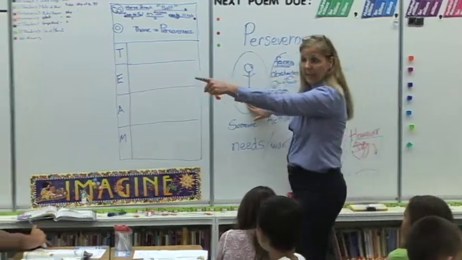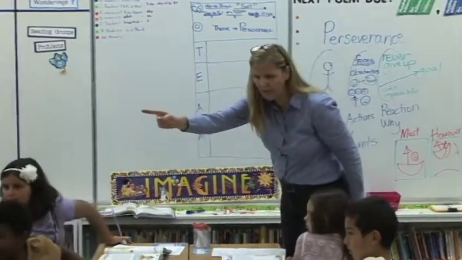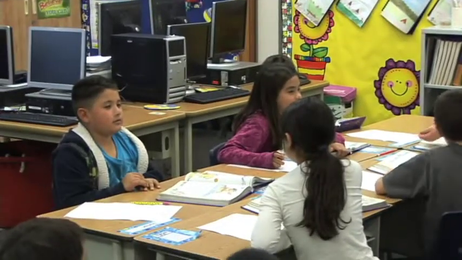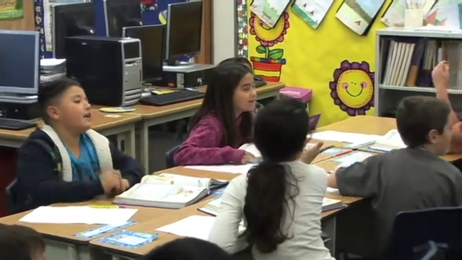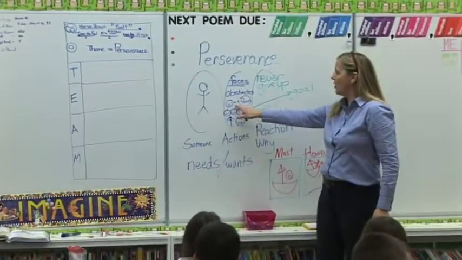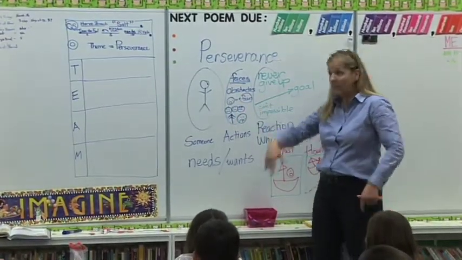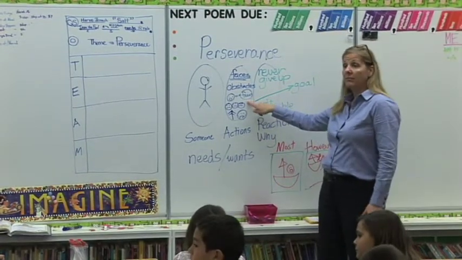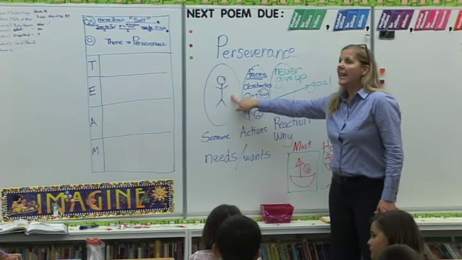Who showed perseverance? Turn to your buddies and say this. Ready? Oh, point to them. Say, who showed perseverance? Ivan. Everyone say it. Ivan. What did he do there that showed perseverance? What obstacle? Did he show us fear, others, nature? Tell me. Fear. What was he fearful of? The giant.